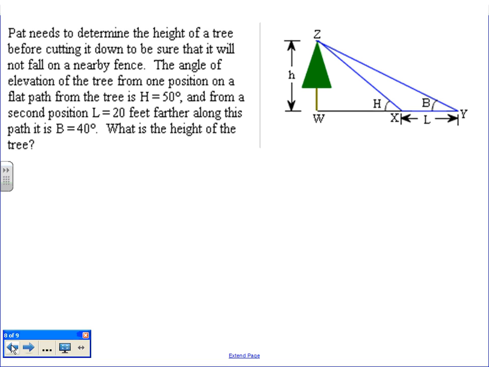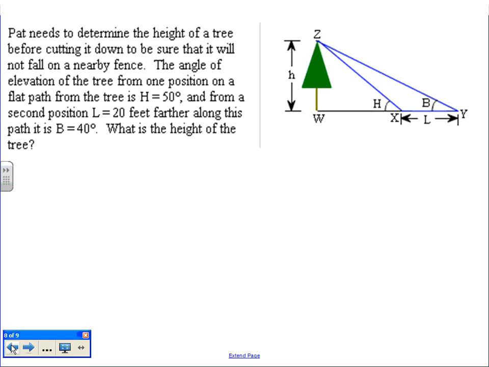It's a lot like a ski lift problem. Okay, remember the ski lift problem we just did two examples ago? A lot like that one. Right, it says the cat needs to determine the height of a tree before cutting it down to be sure that it will not fall on a nearby fence. The angle of elevation of the tree from one position on a flat path from the tree is h, which is equal to 50 degrees.